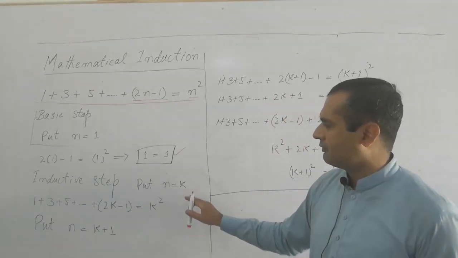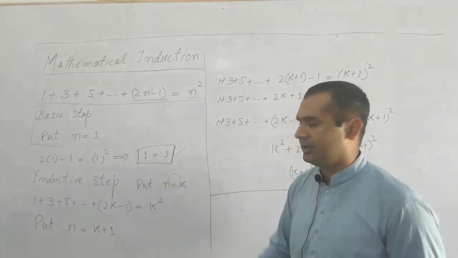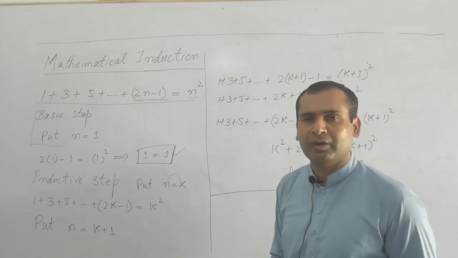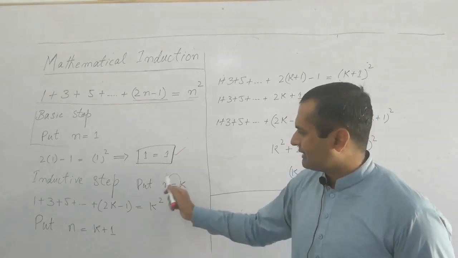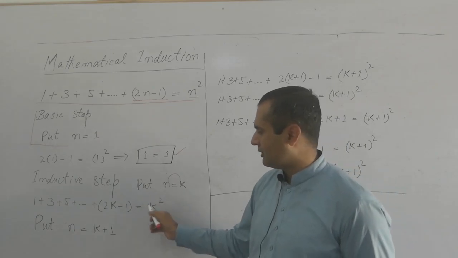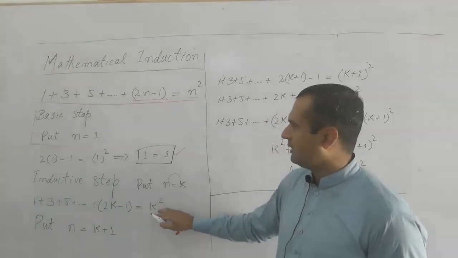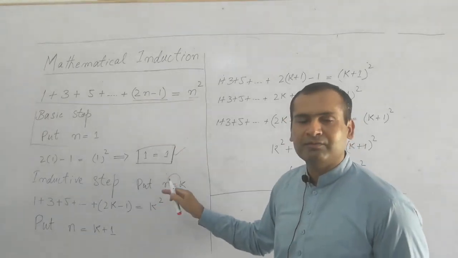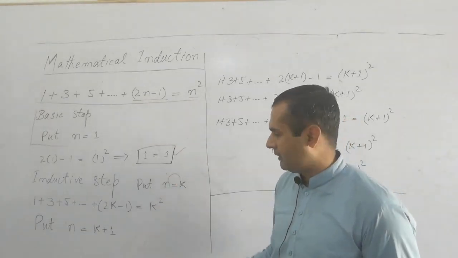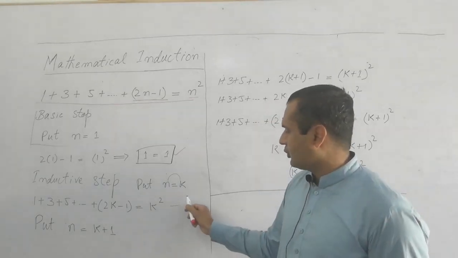For the inductive step, first of all, we need to put n as k. We are just changing the name of our variable. So the statement will become 1 plus 3 plus 5 and so on, up to 2k minus 1, that is equal to k squared. This is the same statement as before, except that we have just changed the name of our variable. Let's call this equation number 1.